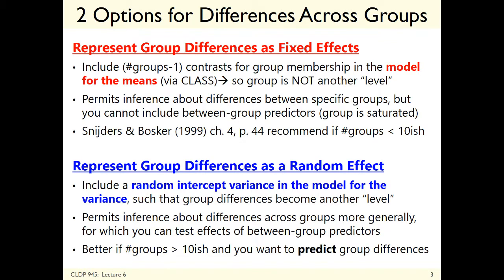Random, then, is the other option. If you go this route, you are adding a level to the model, meaning that you are saying that people are nested in groups, and you give groups, at a minimum, a random intercept and potentially random slopes. So these procedures are analogous.